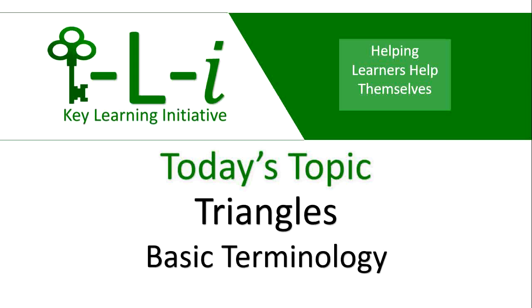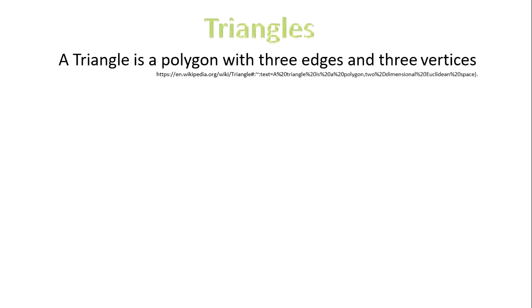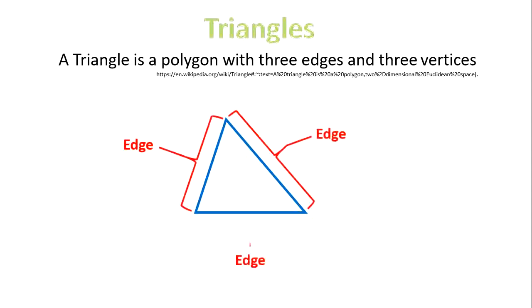But here we go. So, we're dealing with triangles. A triangle is a polygon with 3 edges and 3 vertices. Here we have our triangle. Now we have an edge, and an edge. 3 edges. We commonly call them sides, okay, but the official term is edge.